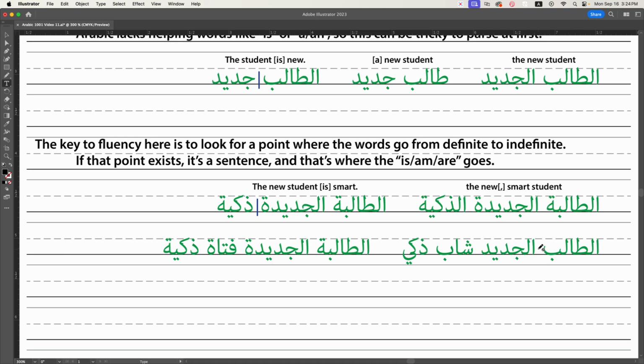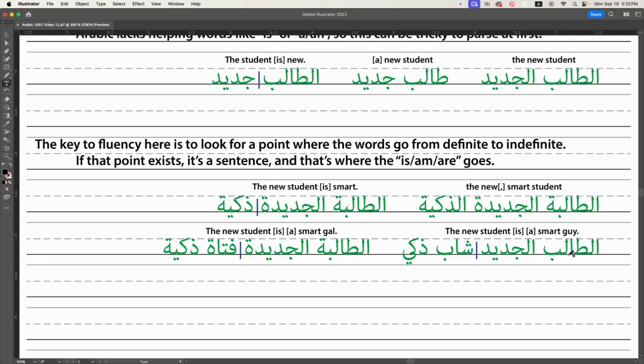الطالب الجديد, definite, definite. شاب, indefinite. ذكي, indefinite. So a shab is a young guy, and then here's ذكي is smart. So right here is the point where we go from definite to indefinite, and that tells us that it's both a sentence and that's where the is, am, or are would go. So the new student, what about him? He's a smart guy. We don't have an is or an a.